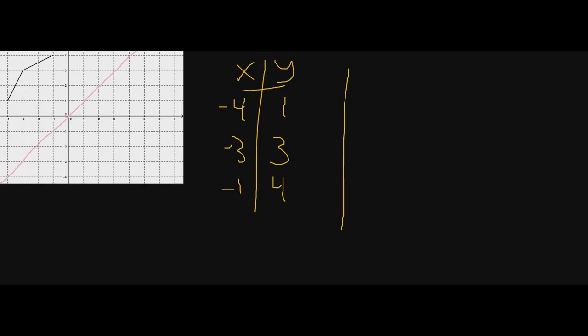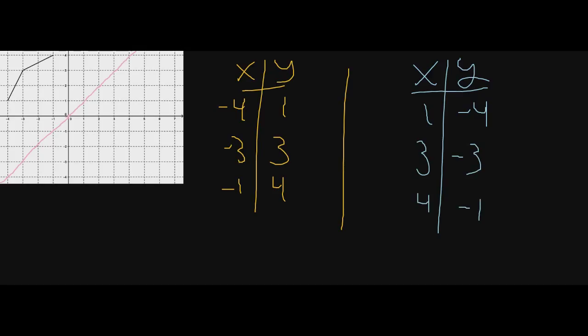Now all we do is we make the inverse table, we swap the x and the y values, just like we've done with tables. 1, -4, 3, -3, and 4, -1. So 1, -4 is down here. 3, -3 is right there. So I'm going to go ahead and connect these. And then 4, -1, which is right there. And I'll connect this here.